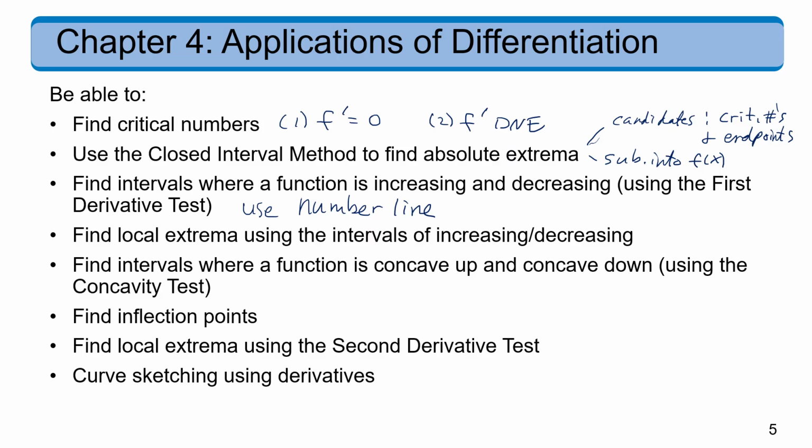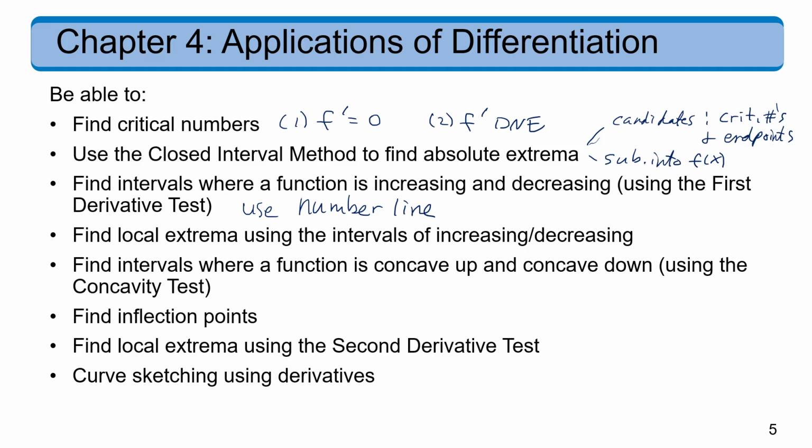You choose a test point from each subinterval, and you substitute each test point into the first derivative. And all you're interested in is whether the first derivative is positive or negative. If f prime is positive, it tells you f is increasing. If f prime is negative, it tells you f is decreasing. And that gives you your intervals that you can read off the number line.